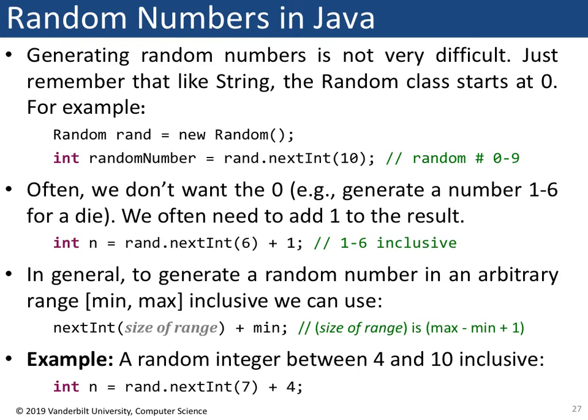So if we wanted to generate, say, a die roll, or simulate a die roll, then we would need to use ran.nextInt with a max of 6, but that's going to return a number 0 through 5. So to make this 1 through 6, we need to add an offset. So then we're going to return a number 1 through 6.